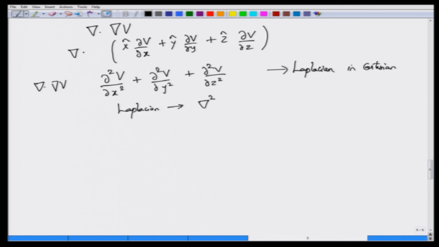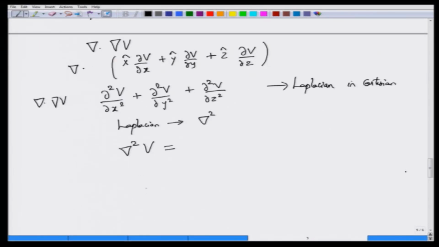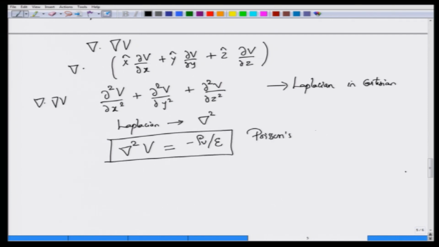In terms of this del square operator, the equation we were working with, where we had reached del dot gradient of V is equal to minus rho v by epsilon, becomes del square V is equal to minus rho v by epsilon. This is known as Poisson's equation. Very important equation. We are going to solve these equations later.